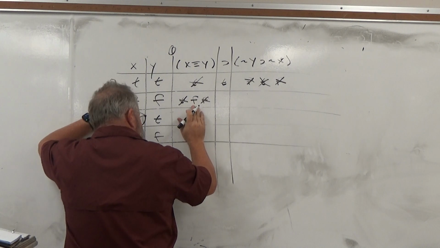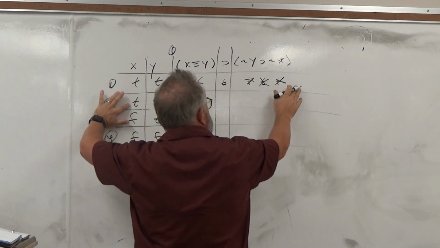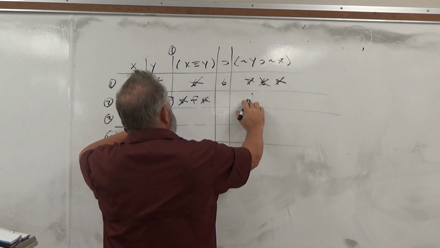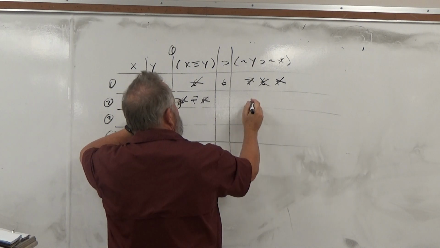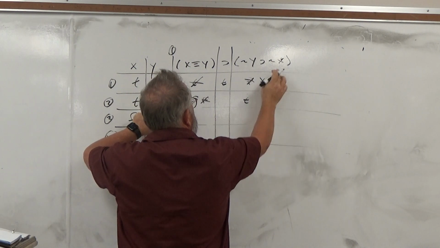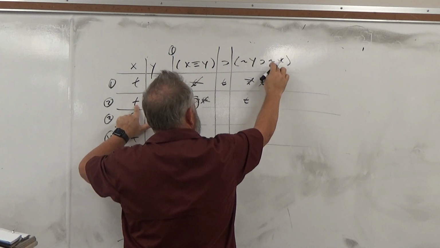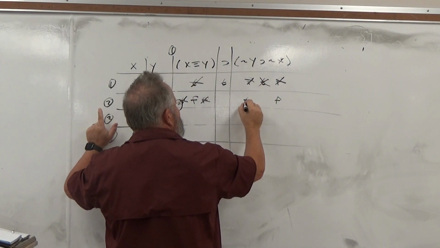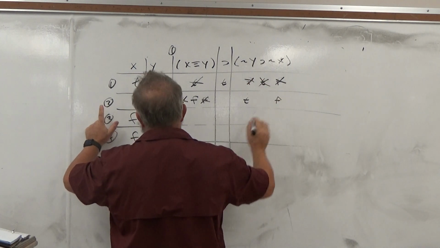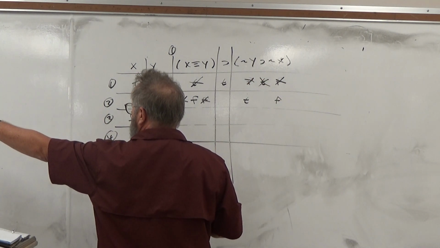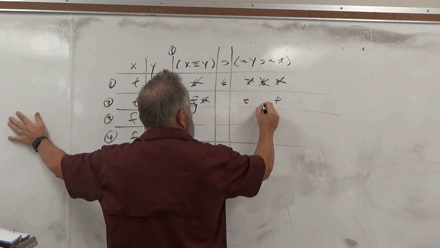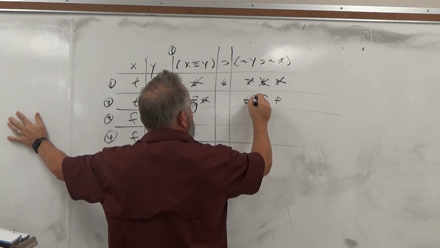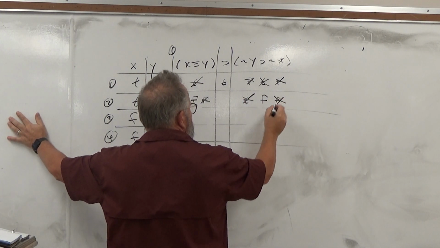So the antecedent is false, but now we have to come over here. Y is false, so not Y is true. X is true, so not X is false. And now we have to do this. True, then false. That's line 2. Go over to the conditional, and that's the one time that the conditional is false.